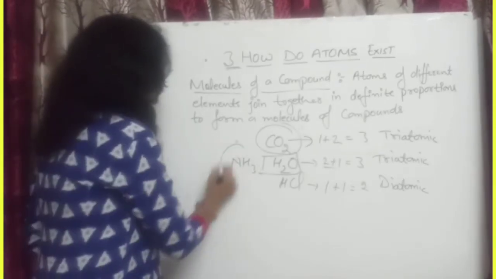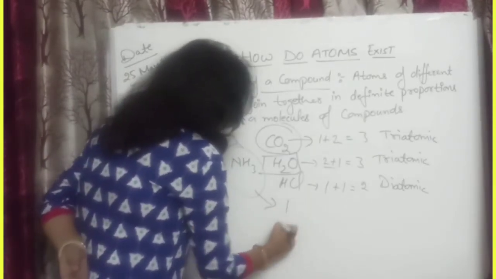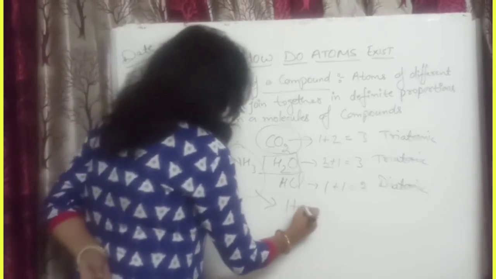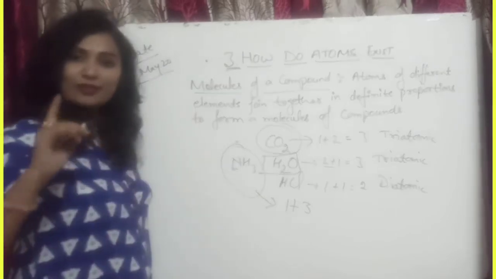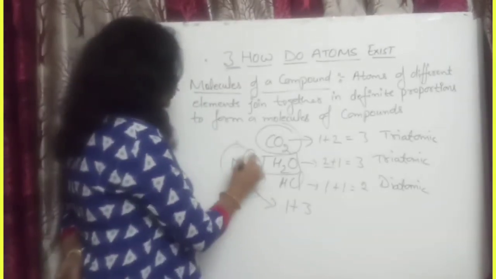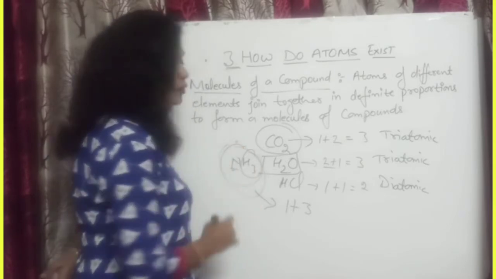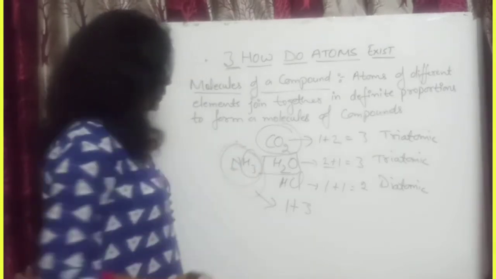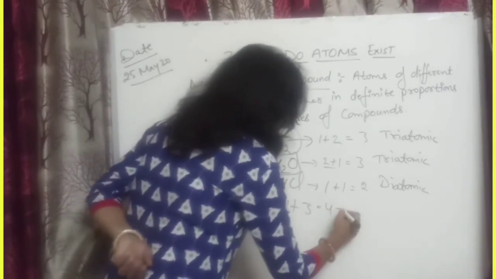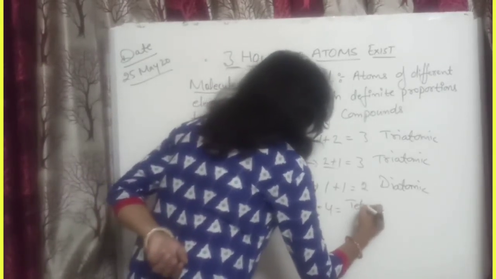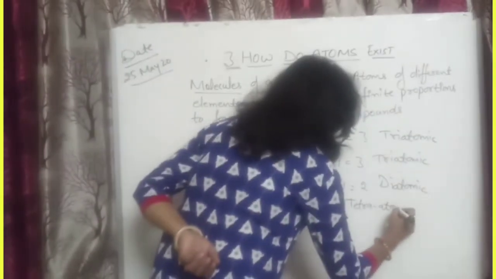If we take this molecule, it consists of 1 atom of nitrogen and 3 atoms of hydrogen. So this molecule of ammonia, NH3, consists of 4 atoms, which means the atomicity is 4. So it is tetraatomic.